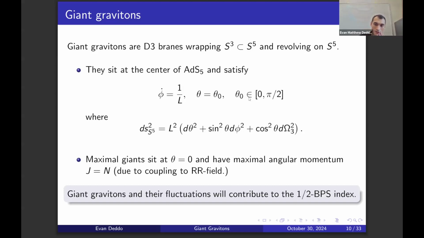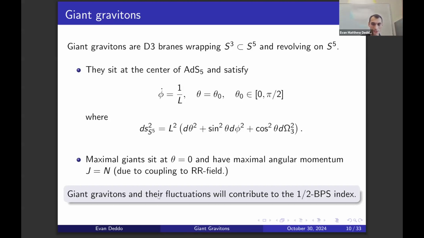These giants can occur at any given theta naught. But we will be most concerned with the maximal giants, which are these D3 branes that sit at theta equals 0, so at a pole on the sphere. They don't revolve around the S5 anymore at that pole, but they end up having maximal angular momentum because of the coupling to the RR field inside the DBI action, so that introduces angular momentum. They actually have maximal angular momentum, with that being equal to capital N.